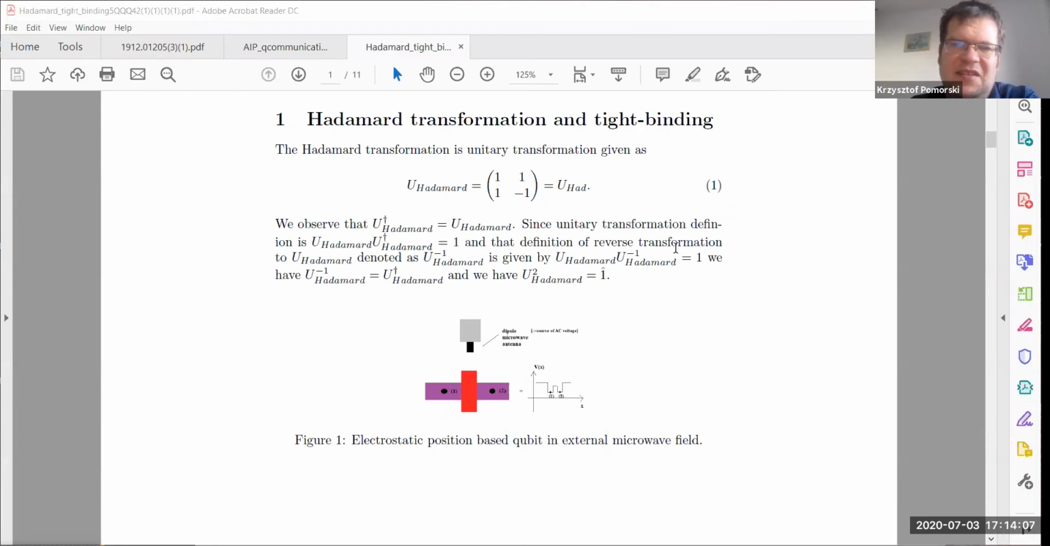Yeah, that's a good point. All right. Yeah, so there's 1 over square root of 2 in front of it.